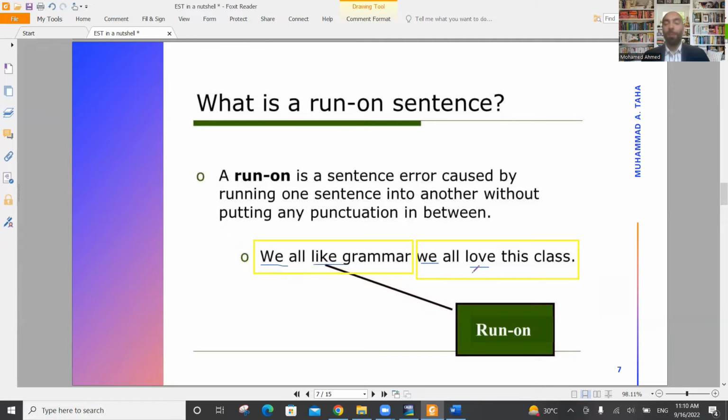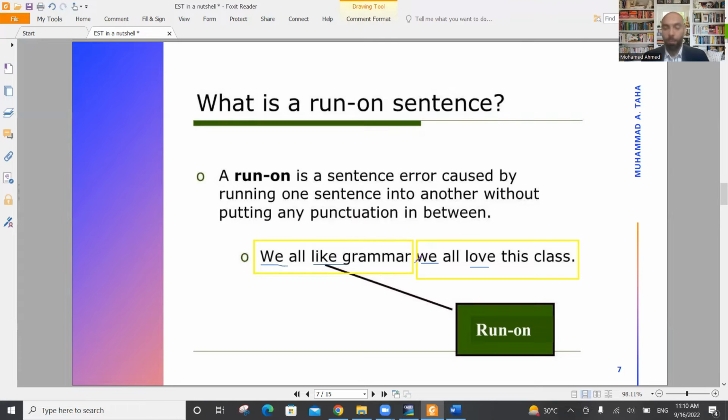But what is the problem? The problem is that I don't have any punctuation between these two sentences. I don't have anything to link that one to the other one. So it's a problem here. So how can I fix this problem? And first, let's say, how can we spot it? We spot this error when you find a sentence and another sentence, and there's no punctuation between them.